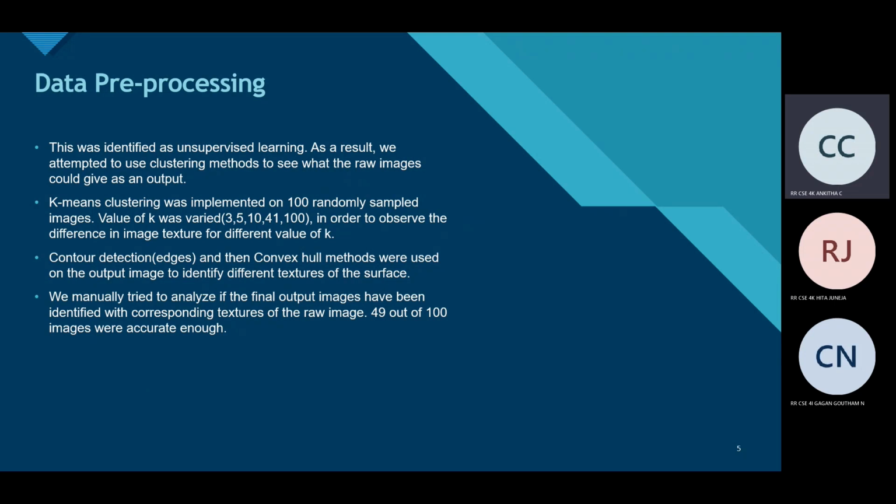With the output of k-means clustering, we implemented contour detection and convex hull methods to identify different textures of the surface. Next, we manually analyzed the final output images against the corresponding raw images, to see whether they were matching or not. And we came to know that around 49 of these 100 images were accurate enough in identifying the particles.